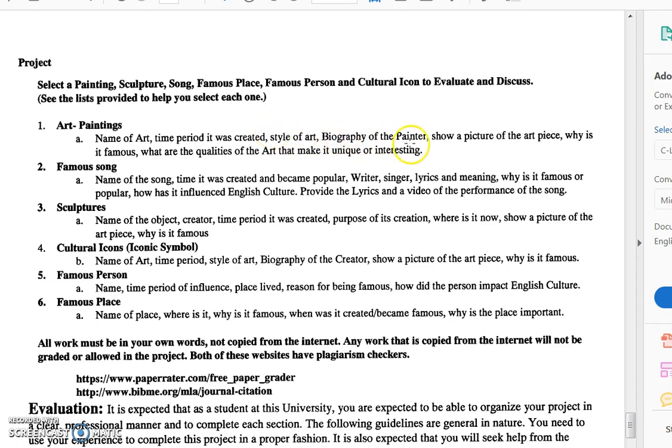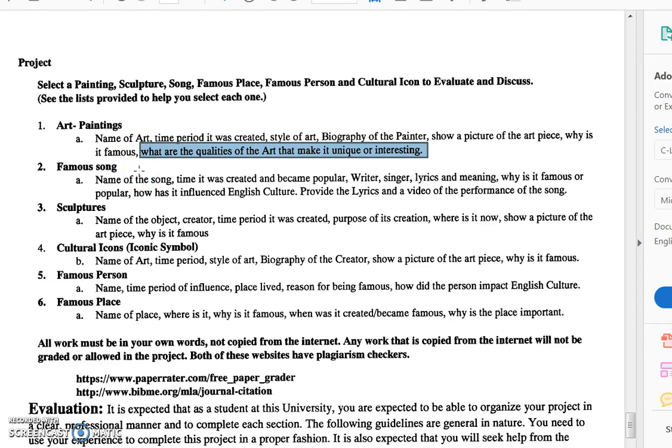You're going to do a short biography of the painter, so we have some information about the person who painted it. You're going to show an actual picture of the art piece, and you're going to talk about why it is famous. So a lot of people know that the Mona Lisa is a famous painting, but they don't know why. And you're going to answer that here. You're going to look it up and find out why it's famous. And then you're going to talk about the qualities of the art that make it unique or interesting. And this part right here is going to be a little bit of research on the internet, but it's also going to be your own opinion.